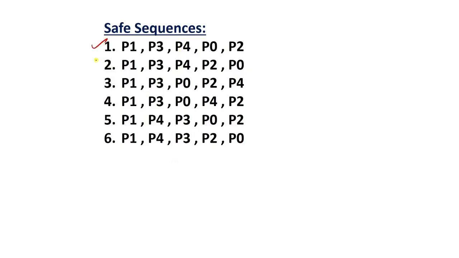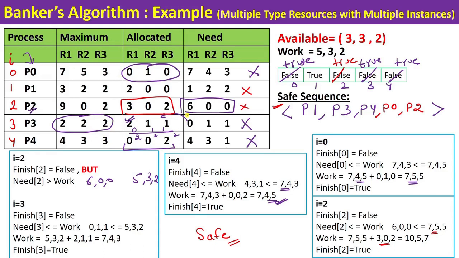We have found this safe sequence, but these are the other 5 safe sequences. So let's say in any exam like GATE or other exams, they ask how many safe sequences are present. How many total safe sequences are present? Then you have to give the answer. These are the safe sequences. These are 6 safe sequences that can be possible with this state.